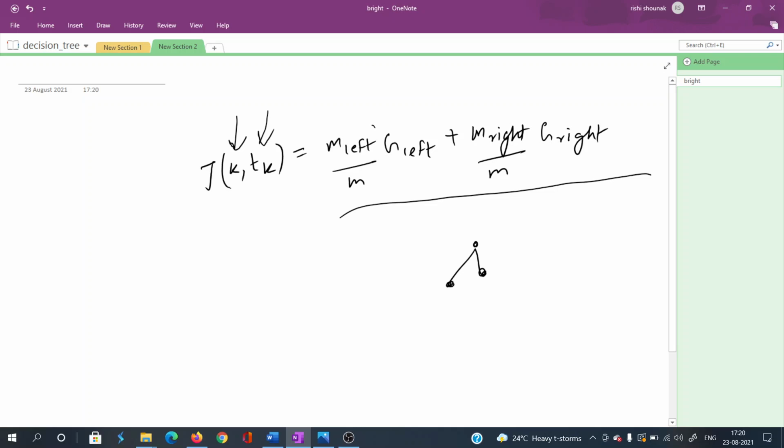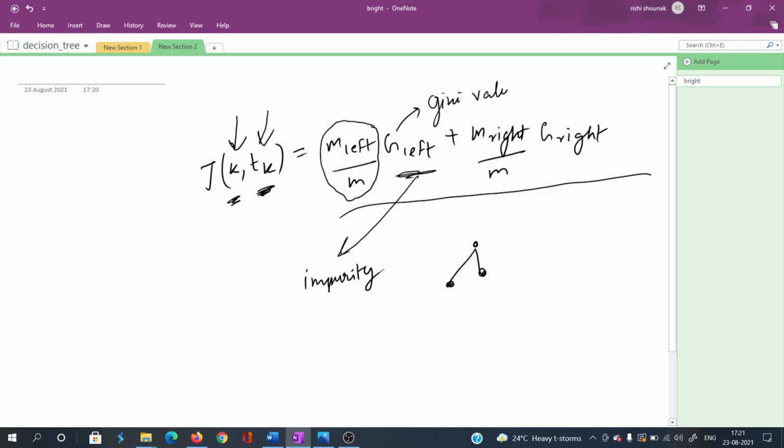So here you can see that we are using the ratio of the number of instances that will be present in the left node divided by the total number of instances, and the number of instances that will be present in the right node upon splitting by the total number of instances, upon taking a certain threshold of a certain feature k, as weights. And this is nothing else but the impurity. So in this case it is the Gini value. So this is the expression that is used for splitting the tree.